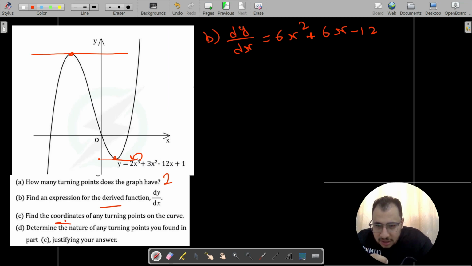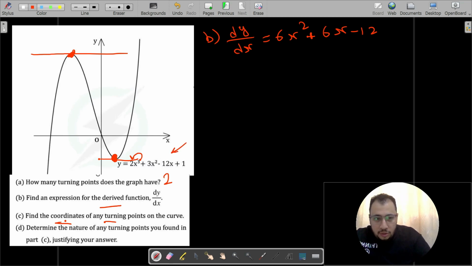Find the coordinates of any turning points on the curve, and pay attention to that. To get the coordinates, you have to get the value of x first at these points here and there. Then you are going to substitute it in y in the original function to get the value of y. Let's do that step by step.